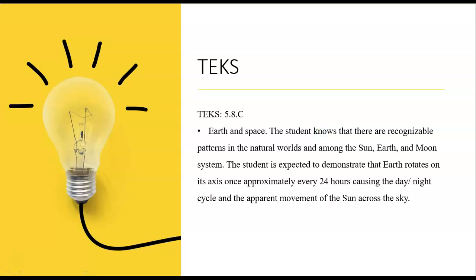So this is the TEK for this lesson. It is grade 5 and it is earth and space. The students know that there are recognizable patterns in the natural world and among the sun, earth, and the moon system. The students are expected to demonstrate that the Earth rotates on its axis approximately every 24 hours, causing the day and night cycle and the apparent movement of the sun across the sky.